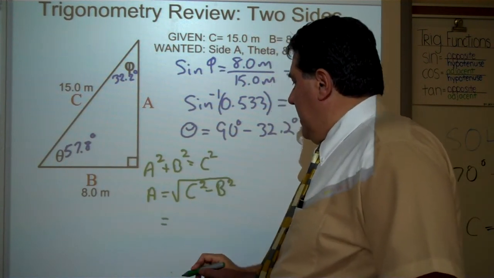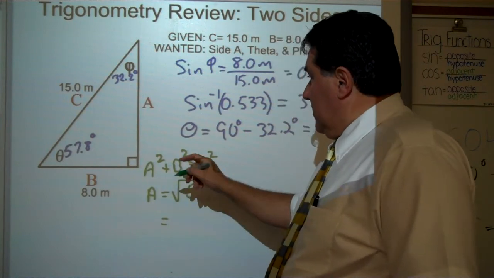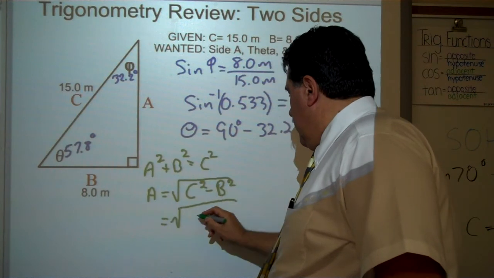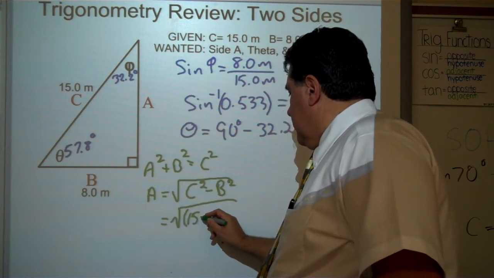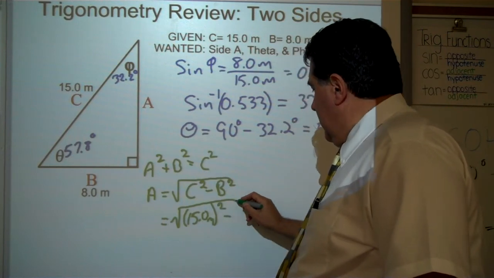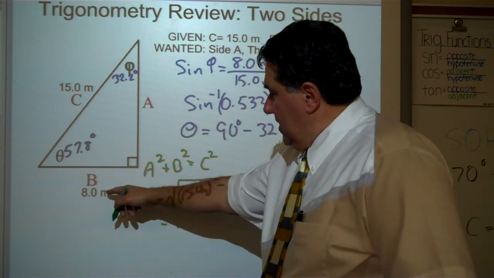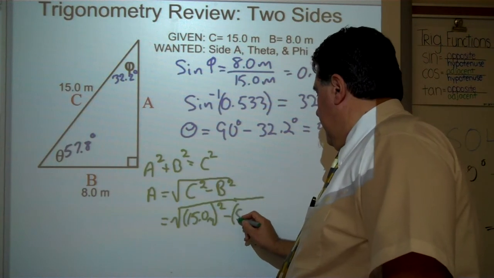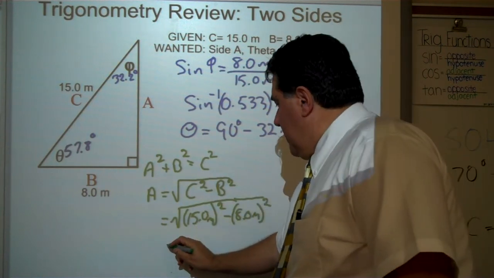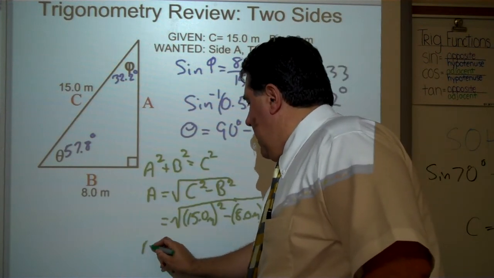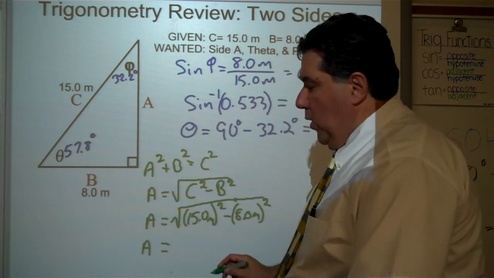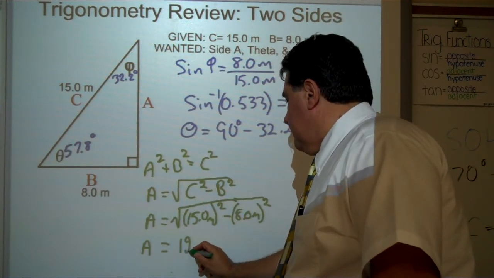Now all I do is just plug my numbers into here, and I already know what side C is. That's 15 meters. So it's going to be the square root of 15 meters squared minus the B portion, which is 8 meters squared. Solving for this, I'll get side A is equal to 12.7 meters.